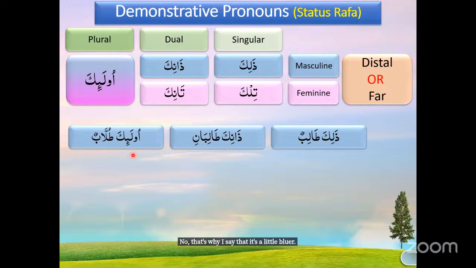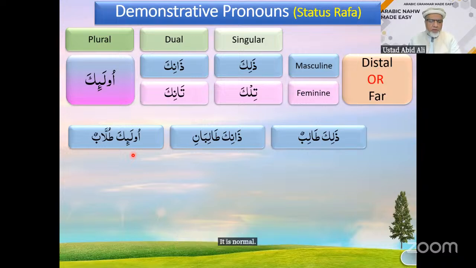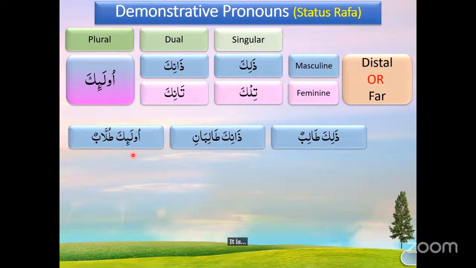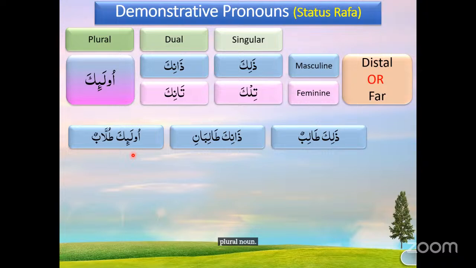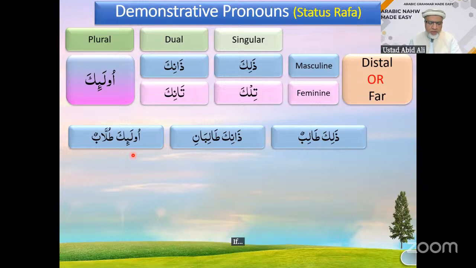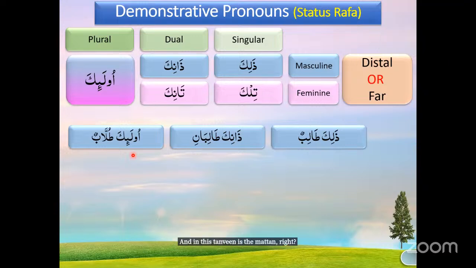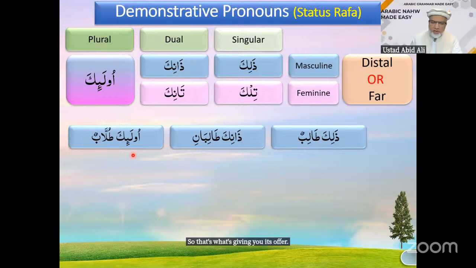Okay, what kind of plural is it? Mukassar. So how do you know the status of a mukassar plural noun? At the end, it's tanween. And this tanween is dammatan, right? Yes, so that's what gives you rafa. Okay, jazakallah khair.